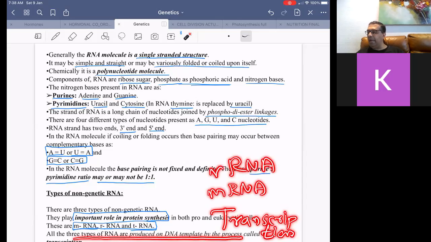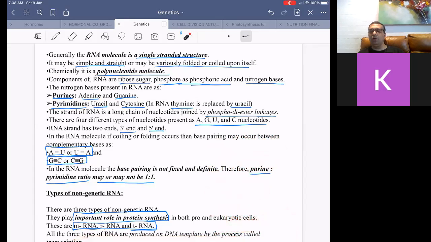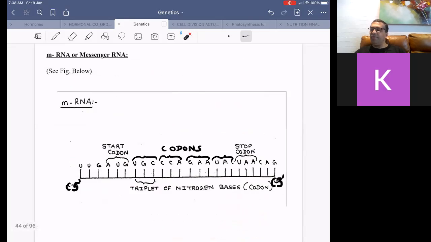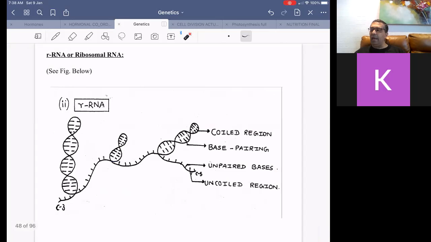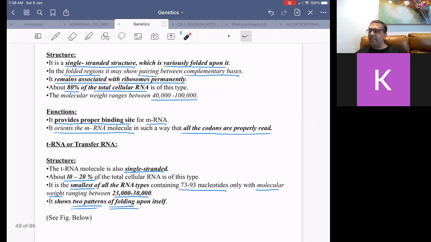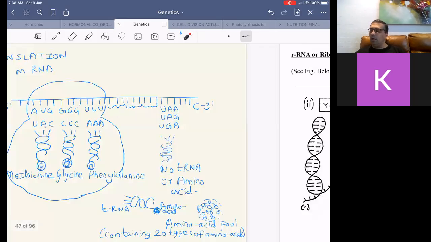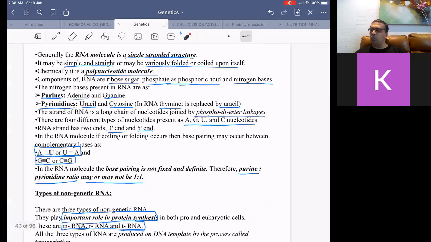With the help of DNA, you have mRNA, rRNA, tRNA produced by a process called transcription. Let's study these RNAs. First, we have mRNA, also called messenger RNA. Then we will talk about rRNA, which is called ribosomal RNA. And then we will talk about tRNA, which is called transfer RNA. So we have messenger RNA, ribosomal RNA, and transfer RNAs. What is the mRNA all about?